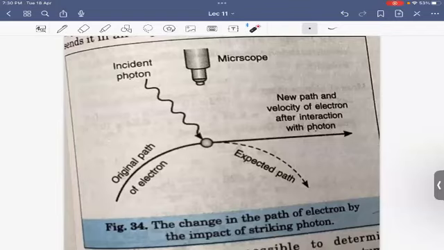This figure shows us how the position of an electron changes by the impact of a photon. The collision of the photon with the electron sends it in an unpredictable direction. Thus, it is not possible to determine simultaneously the exact position and momentum of the electron or any other microscopic object.